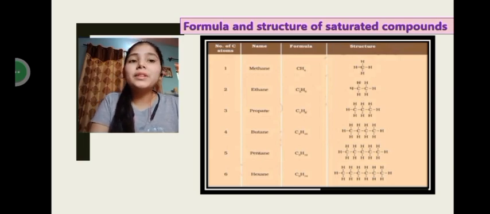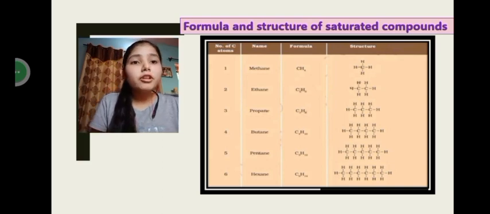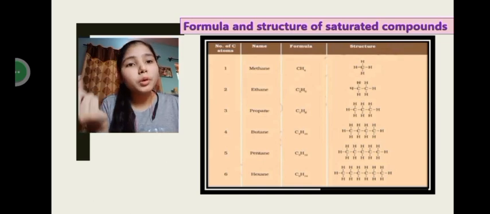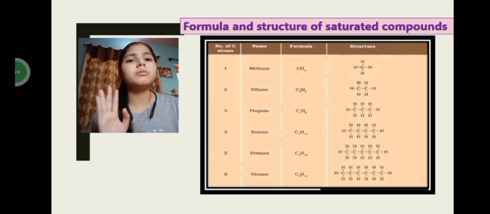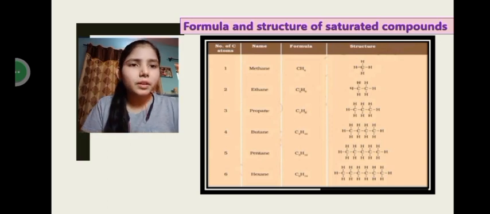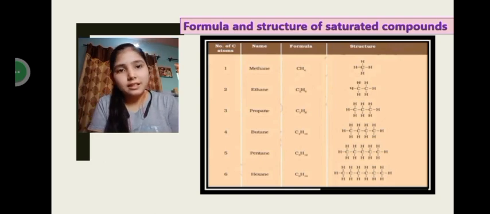For learning or understanding this table, we have to crack one thing, which is memorization. We have to memorize some terms, right? Half of chemistry is all about memorization, I must say. So: methane, ethane, propane, butane, pentane, hexane.